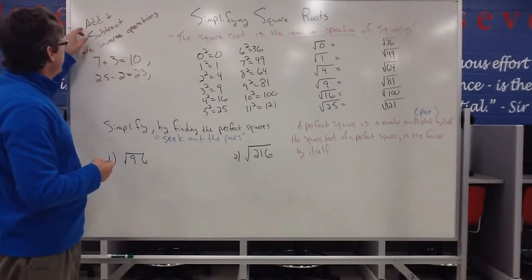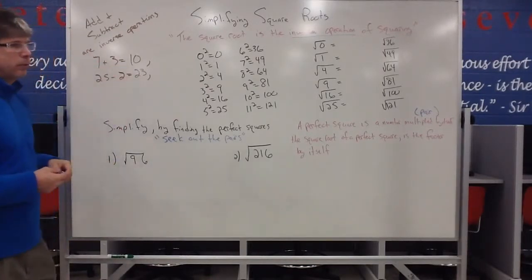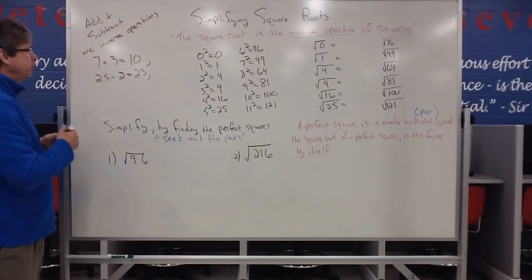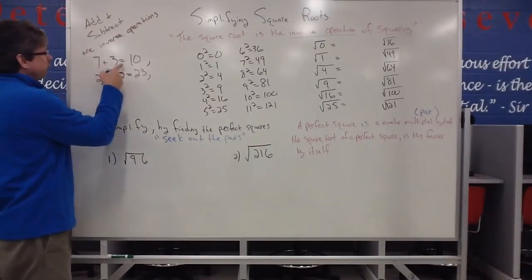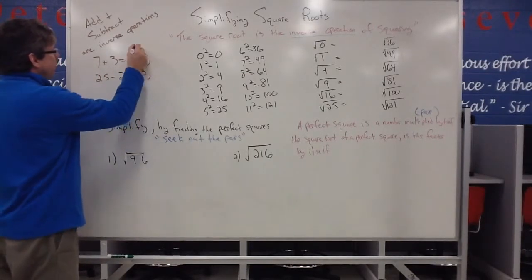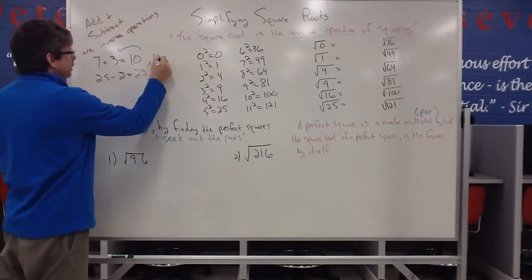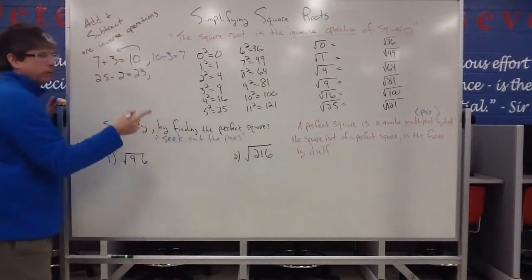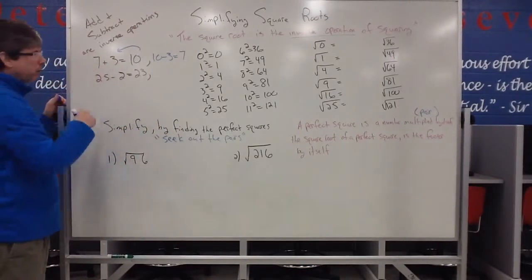For instance, add and subtract are referred to as inverse operations. Reason being is 7 plus 3 is 10. If I do reverse thinking and subtract, 10 minus 3 can get me back to 7. So inverse kind of means to go backwards.